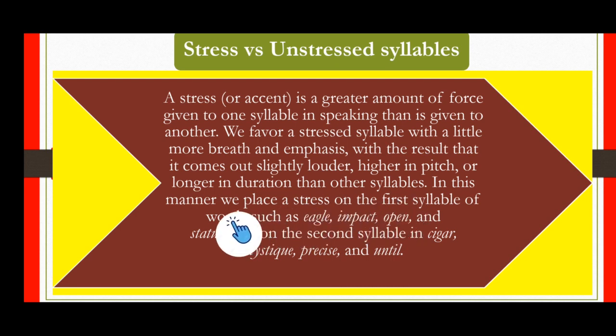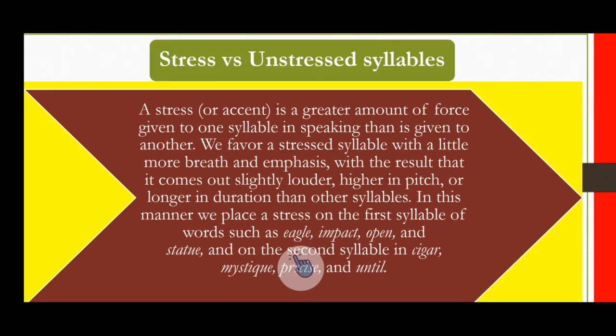In this manner, we place a stress on the first syllable of a word, such as eagle. Now the word eagle has two syllables. One is E and another one is gull. In eagle, the stress goes on the first syllable, so we say EA-gle. If the stress had gone on the second syllable, we would pronounce it differently, but that is not how it is said.